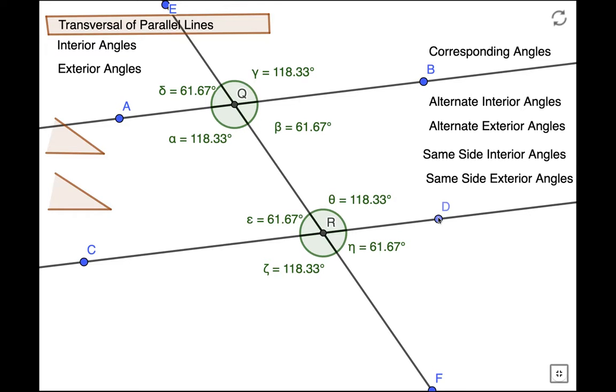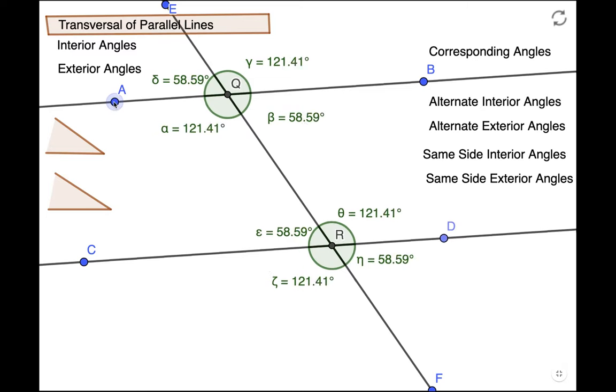If they're parallel, we have all those types of angles we talked about in the previous lesson: corresponding angles, alternate interior angles, alternate exterior angles, same side interior angles, and same side exterior angles. But now what's nice, if the lines are parallel, and that's the most important thing, we only have two angle measures. So let's make these angle measures a little easier. Hopefully we can get some nice numbers here.